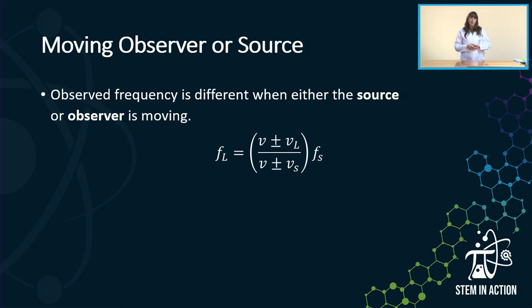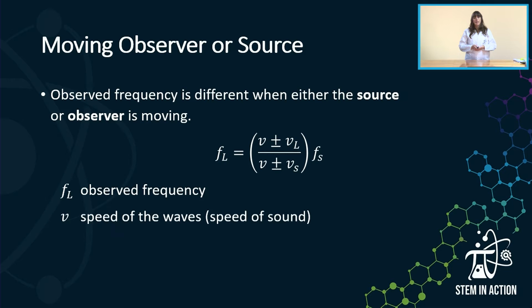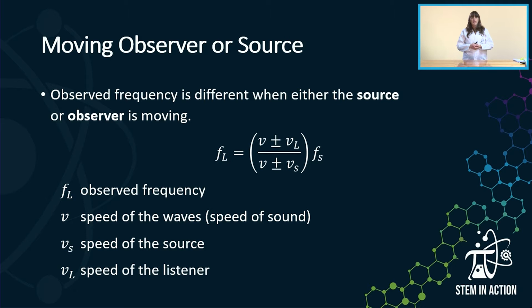And this is known as the Doppler Equation. FL is our observed frequency, the frequency of our listener. V is the speed of waves, the speed of sound, which is normally around 340 meters per second. This will be given to you in an exam question. Vs is the speed of the source, the object that is emitting the sound, for example the tuning fork or the police car in the previous picture. And VL is the speed of the listener or the speed of the observer.